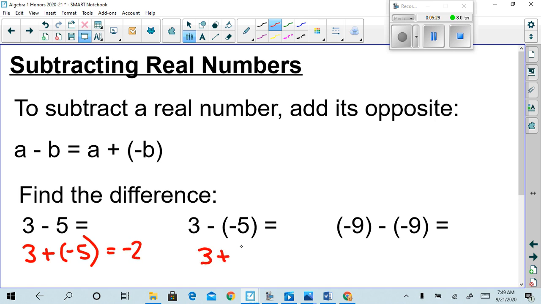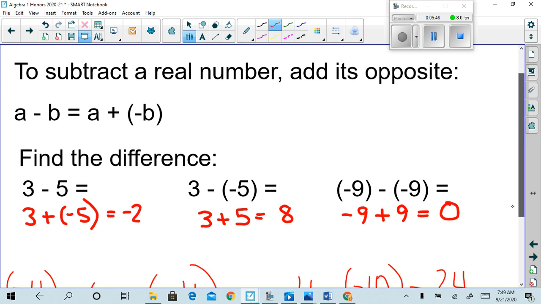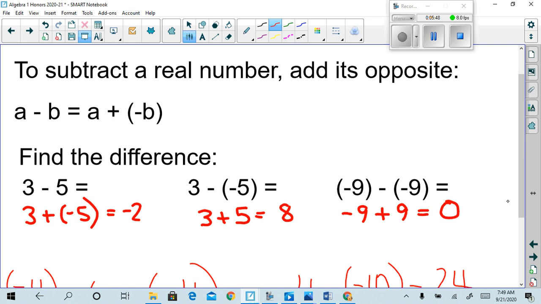3 plus 5. I added the opposite, gives me 8. A negative 9 plus, add the opposite, 9, gives me 0. I'm throwing in some of those additive inverses from time to time so that you can easily start using them.